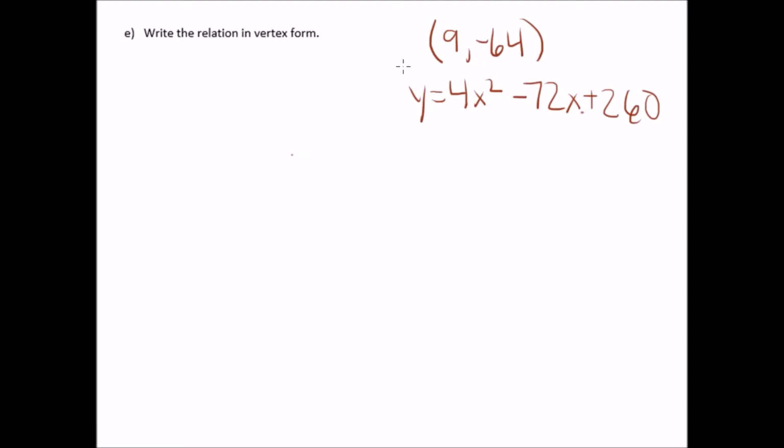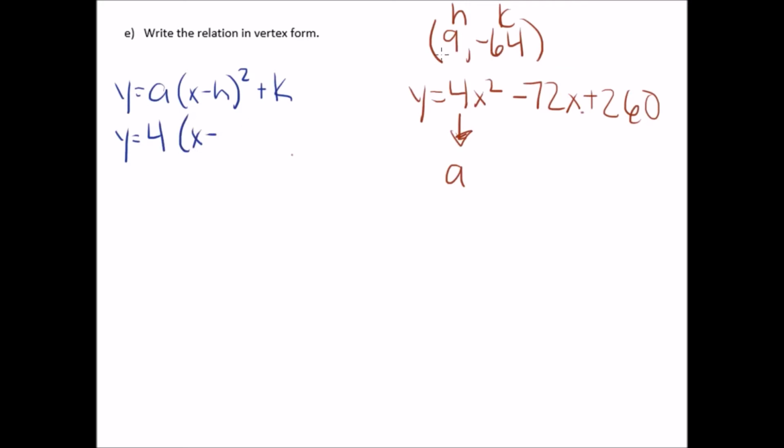So when we're looking to write our equation in vertex form, we know that this right here is the a value. It's the leading coefficient. And then we have h comma k. So when we look at the equation of a quadratic in vertex form, what we want to do is sub in the a value, which we know is 4. Then x minus, we sub in the h value, which we know is 9. And then the k value, negative 64.